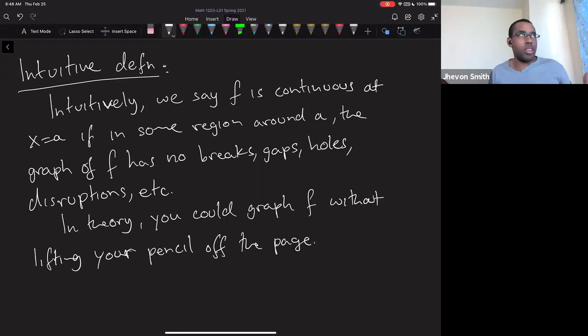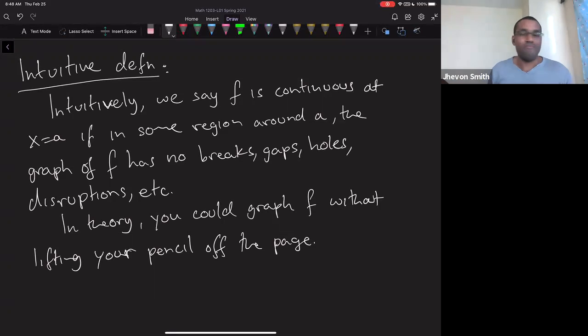Right? But that's just in theory, because the function might actually be super difficult for you to graph, and you might not know how to graph it, and you wouldn't want to do that anyway. But this is just kind of intuitively what I mean when I say continuous. It continually goes, right? So there's no disruption, no breaks. It's just flowing consistently.